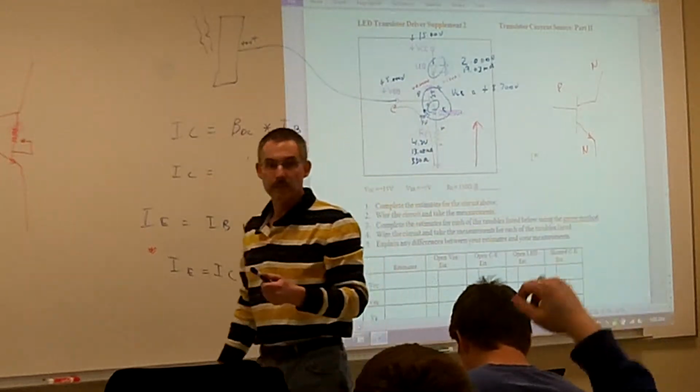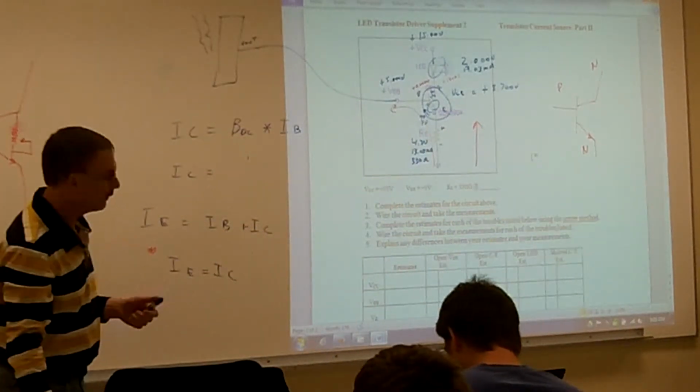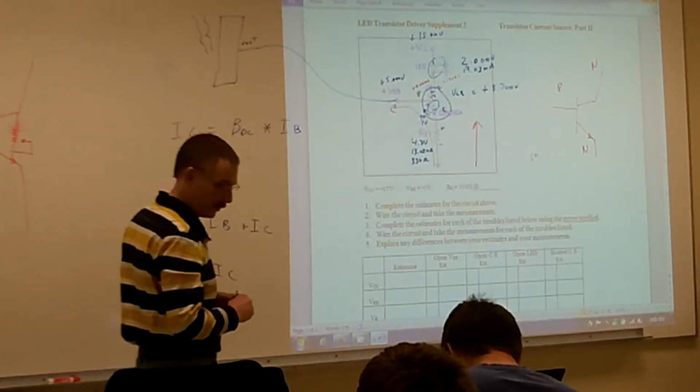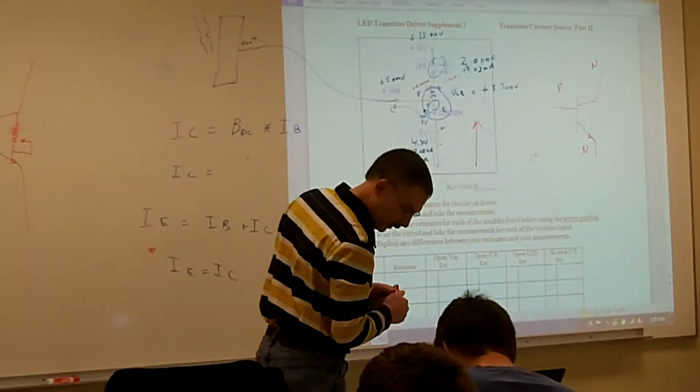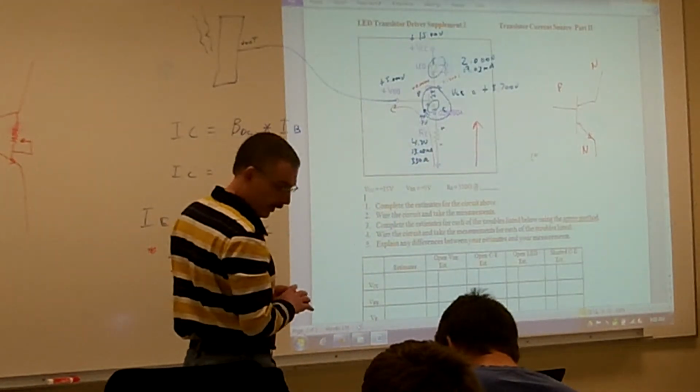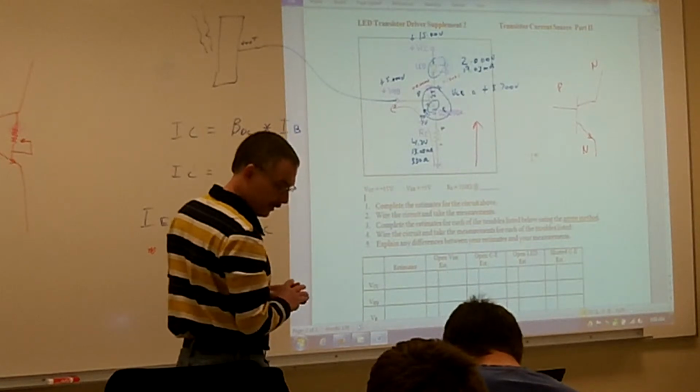So the LED went down. Yep, LED went down. That's turned off. There's no current going through it. There's no voltage across it, and it's turned off. So yeah, the LED is turned off.